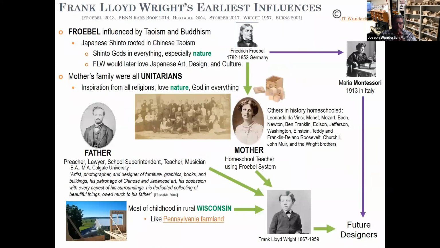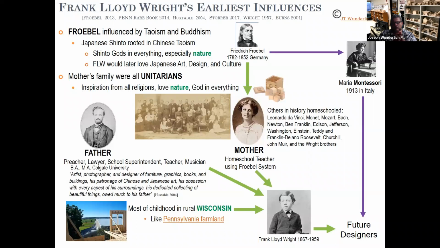Frank Lloyd Wright's youth was influenced, of course, by his father and mother. His mother homeschooled him using the Froebel methods. Froebel invented kindergarten in Germany before Frank Lloyd Wright was born. Froebel was also influenced by Taoism and Buddhism. Japanese Shinto is rooted in Chinese Taoism mixed with indigenous Japanese religion when it came over from China to Japan. Shinto gods are seen in everything in nature, and Frank Lloyd Wright would later love much about Japan.